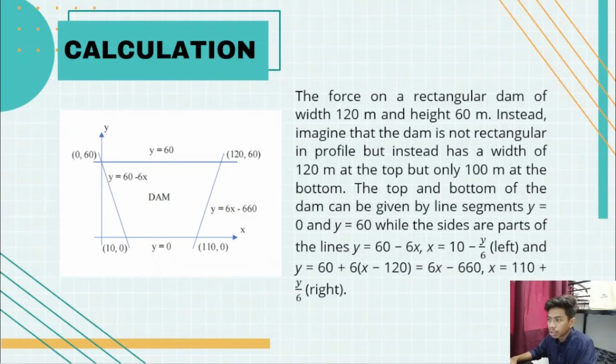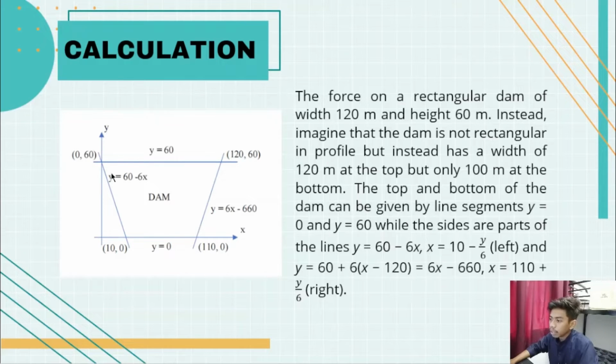We will present the calculation of double integral in our group. The calculation is the force on a rectangular dam of width 120 meters and height 60 meters. Instead, imagine that the dam is not rectangular in profile but has a width of 120 meters at the top but only 100 meters at the bottom.